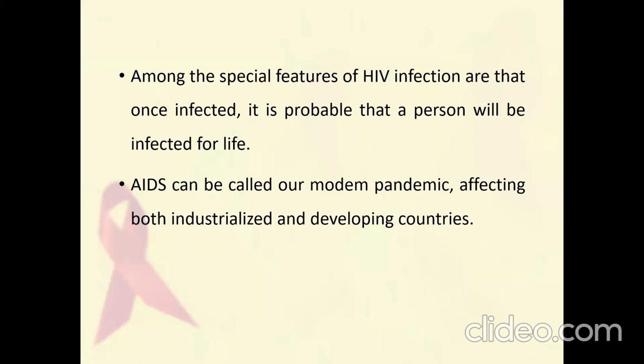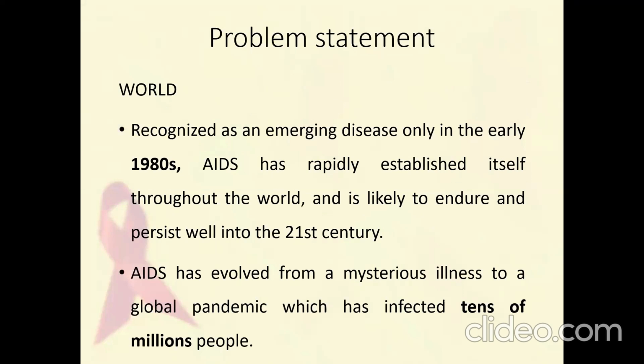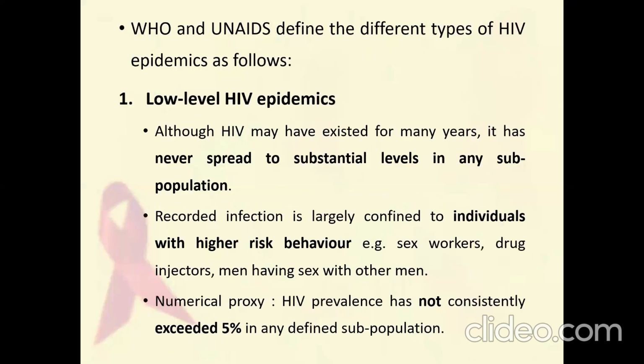Among the special features of HIV is that once a person is infected, it is probable that the person will be infected for life. Then this is the problem statement, epidemiological numbers, and 3 types of HIV epidemics. First is low level HIV epidemics, that is, it never spreads to substantial levels in any subpopulation and does not exceed 5%.